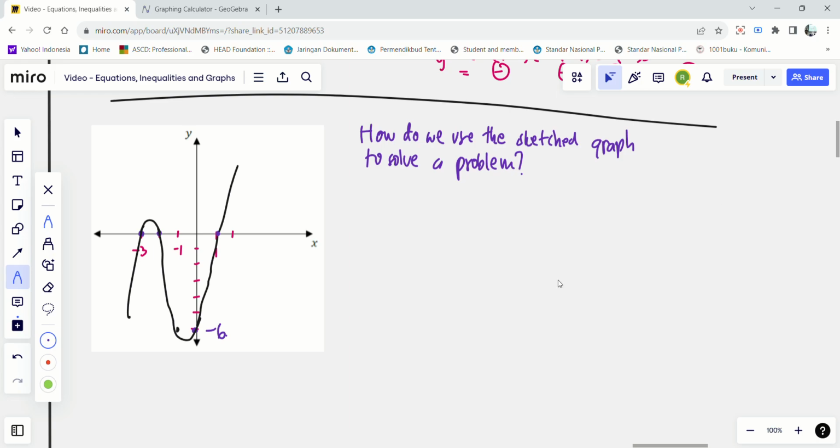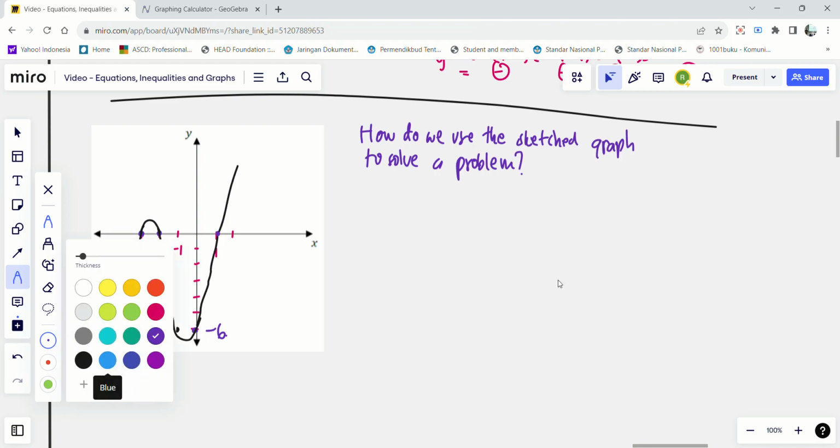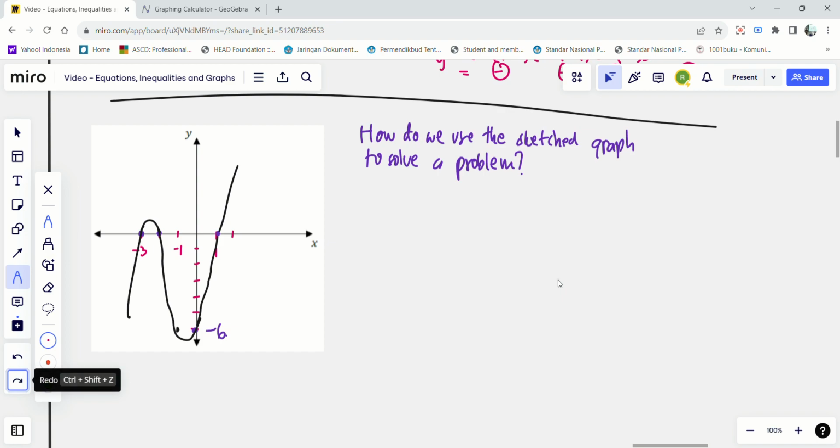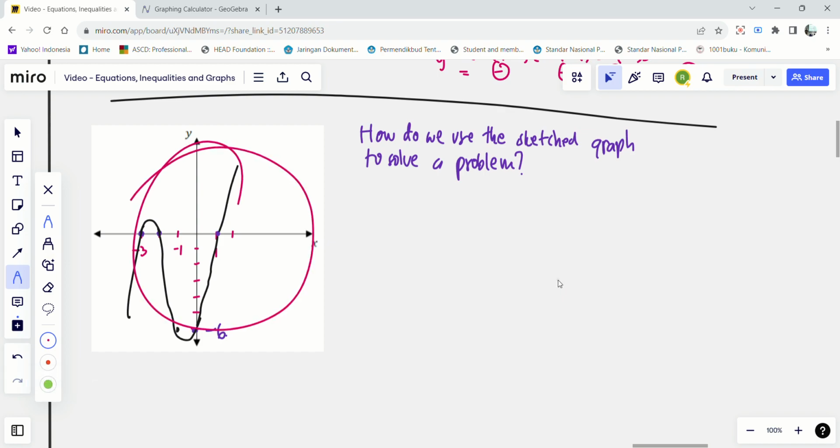Hello everyone, let's continue from the previous video. Right now in this video we'll be talking about how we make use of the sketched graph to solve a given problem. So the typical follow-up question is this: you already sketched the graph from the previous question, right?